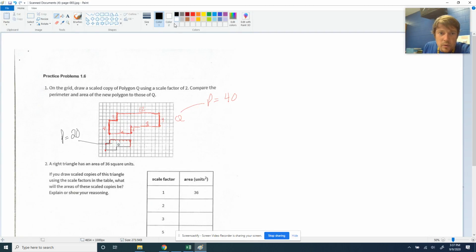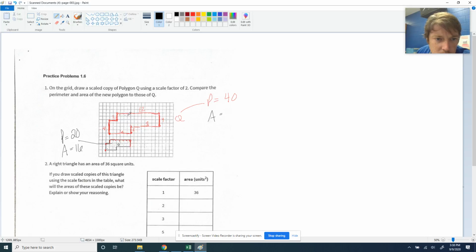Now, here's where the weird part comes in. We're going to calculate the area of both of these figures, okay? So the area would be the number of squares inside. How many squares fit inside? 1, 2, 3, 4, 5, 6, 7, 8, 9, 10, 11, 12, 13, 14, 15, 16. Now, logic would think that there would be 32 blocks inside of this figure. But watch what happens when we count the squares inside of this bad boy, okay?